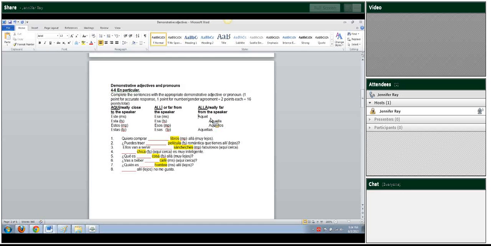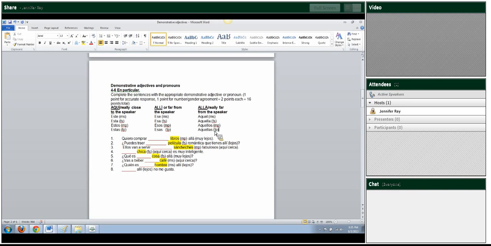And so if we go over here, aquel is the masculine singular spelling of that one way over there. Aquella is the feminine singular spelling of that one way over there. Aquellos is the masculine plural spelling of those way over there. And aquellas would be the feminine plural spelling of those way over there.